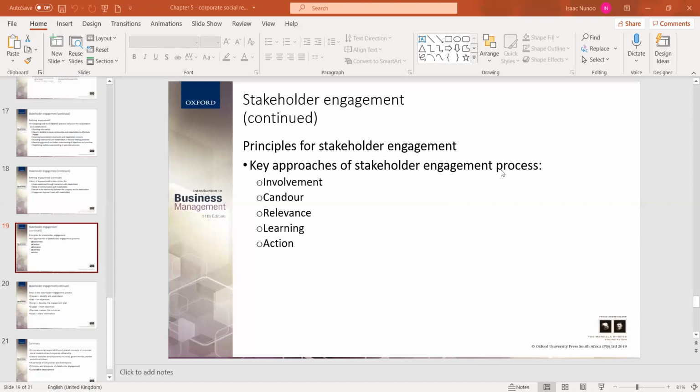Another key feature of engaging stakeholders is action. You become results-oriented, and not just listening to people, but improving businesses and their decision-making by applying the things that are being discussed.